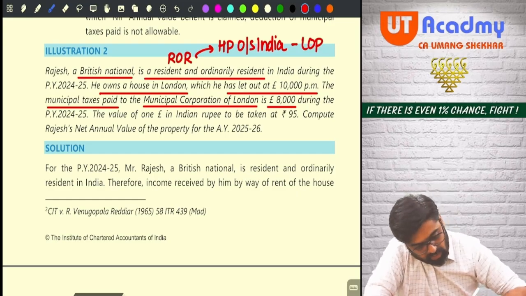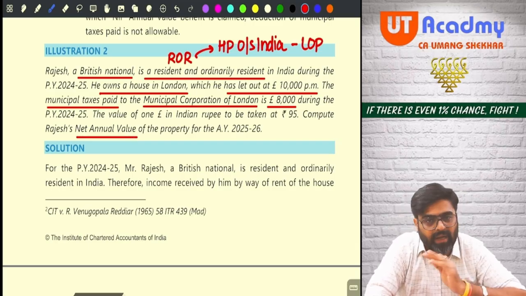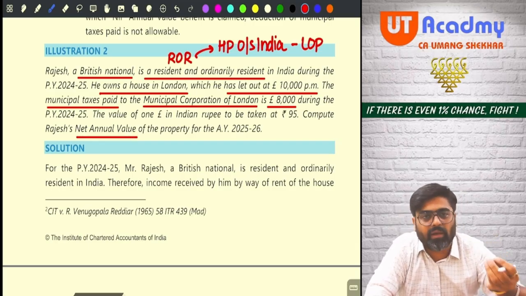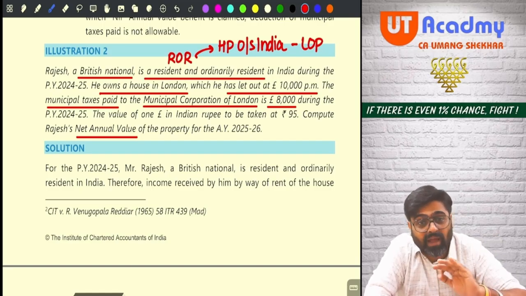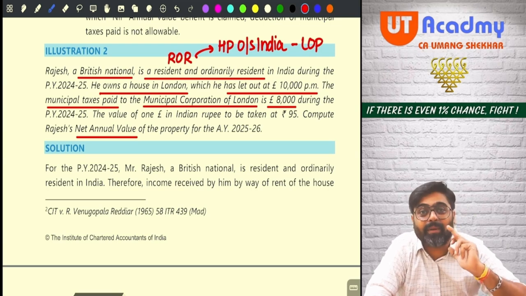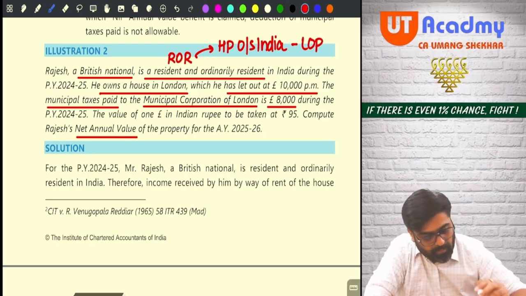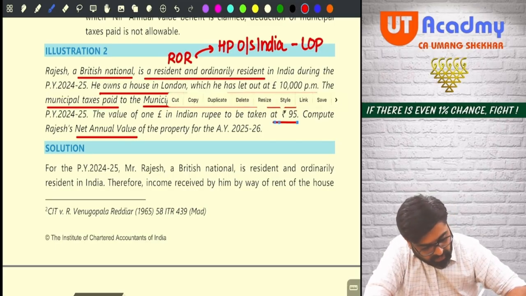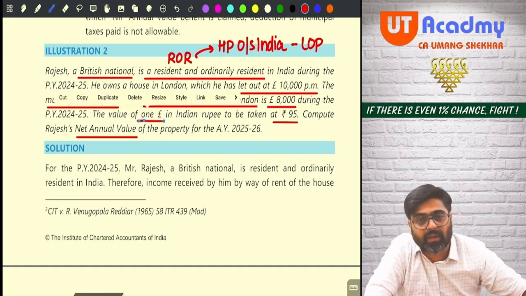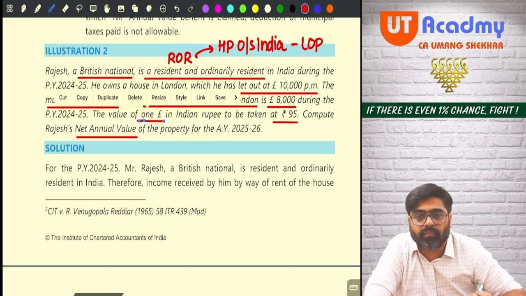And they are telling you to calculate what? Net annual value only. So net annual value we have calculated, that is 1,12,000 pounds, but we have to convert that NAV into INR, by applying the exchange rate given in the question. Please check, 1 pound is equal to rupees 95. So how much should be 1,12,000 pounds? 1,12,000 into 95 will give you 1,06,40,000. This is the NAV of the property.